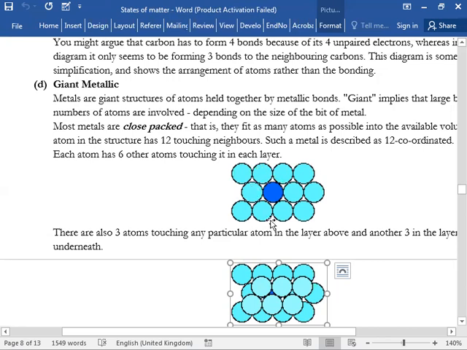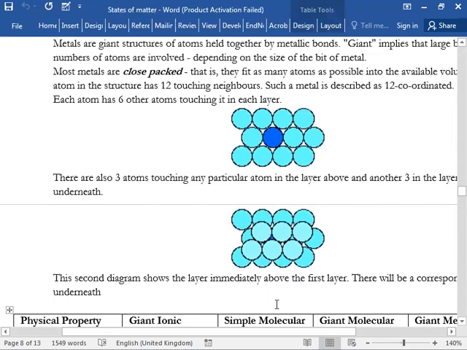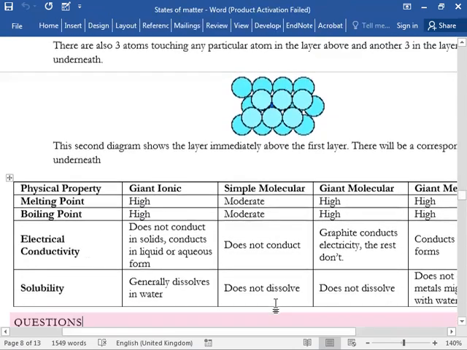1 2 3, there are 3 4 5 6. उसके ऊपर 3 इस तरह से, and उसके नीचे 3. So every atom is surrounded by 12 other atoms. So that is called 12 coordinated. ठीक है? Is this clear? इसलिए इनकी layers एक के ऊपर एक slide over करती हैं, इसलिए metals are ductile. पढ़ा होगा बचपन में science में. This is the reason for it.